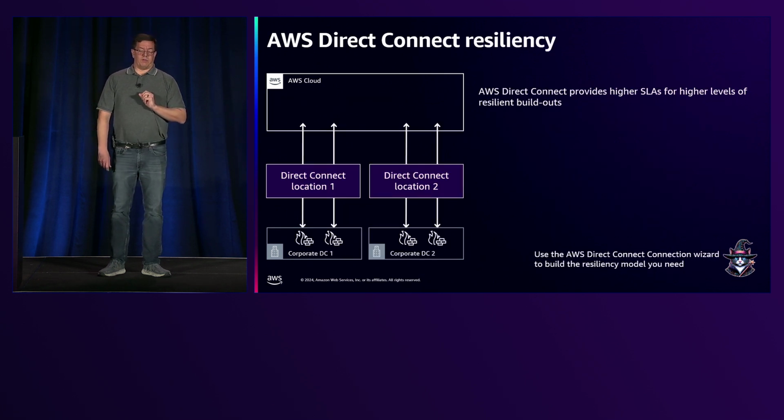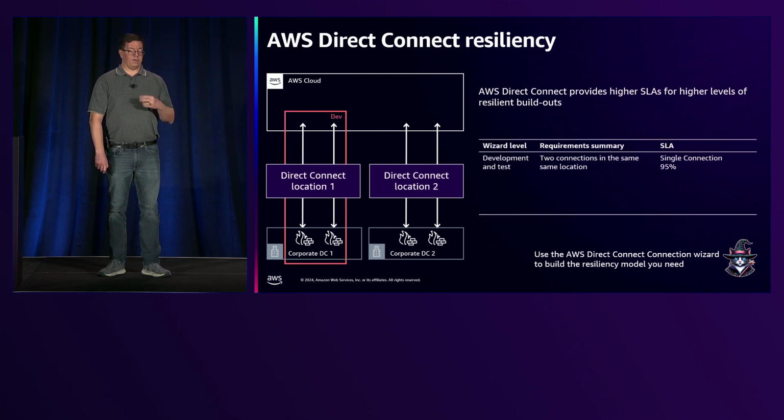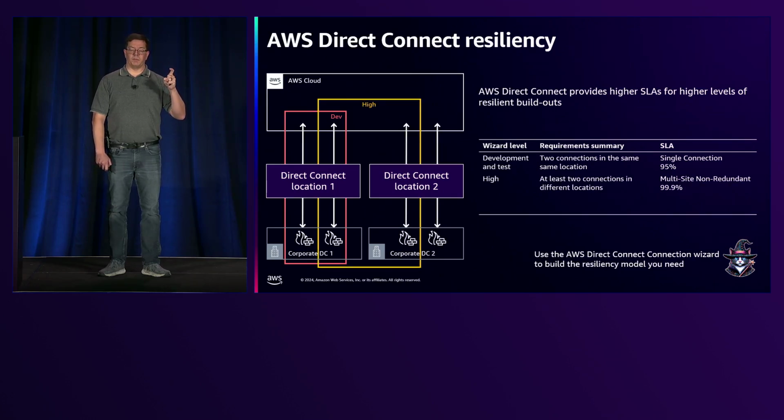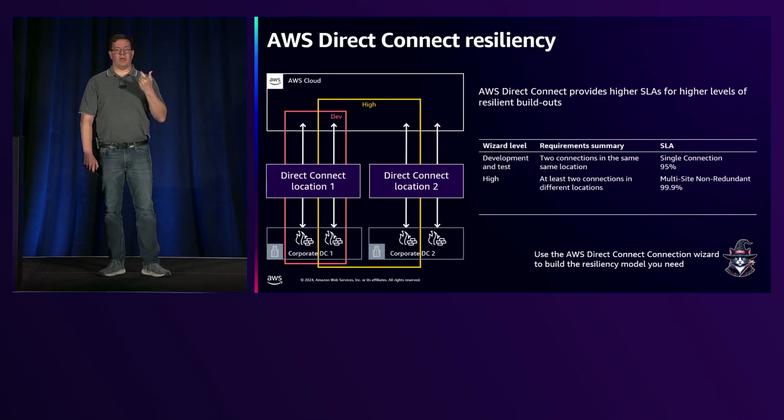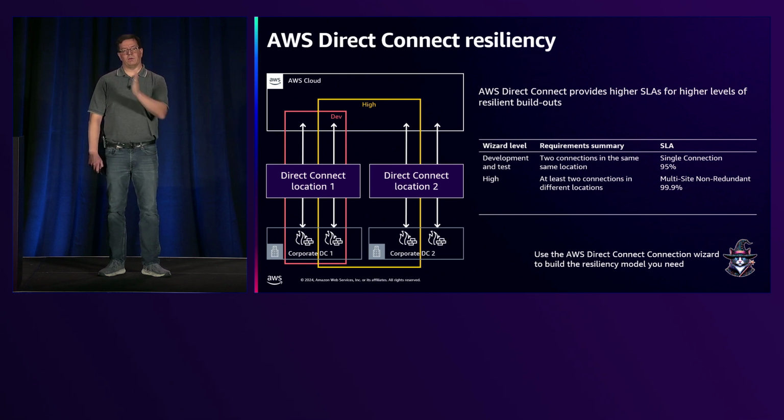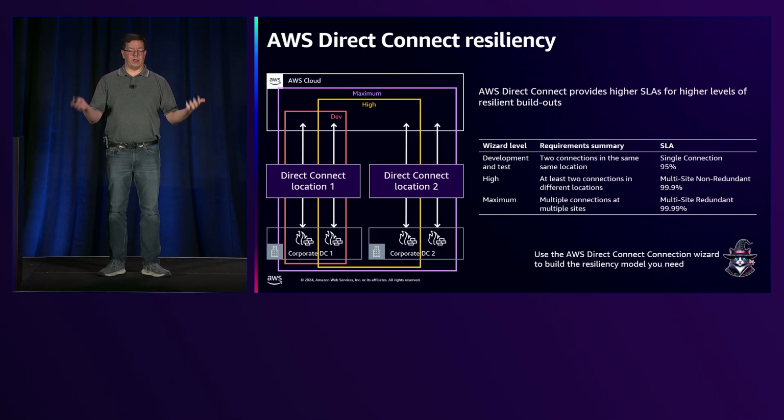Finally, the Direct Connect resiliency. A lot of questions I get around this. And there are 3 levels. The first one is development and test, single connection, where you have one or a couple connections, but it's a one-to-one location. The next level is high, where you have 2 locations, but still only single links in each direction. The last is maximum, where you combine all these together. And that is where you can get the highest SLA, where you have multiple links in multiple locations. Keep that in mind when you're designing what your SLAs are.